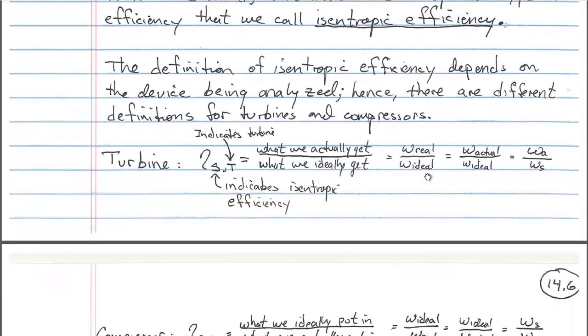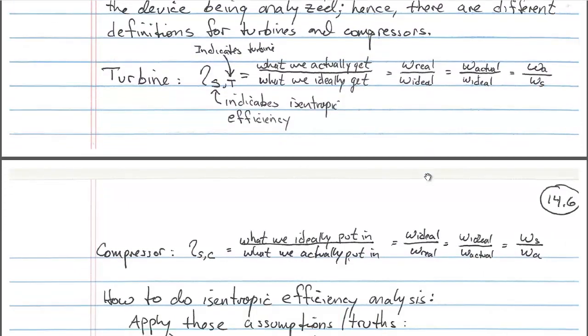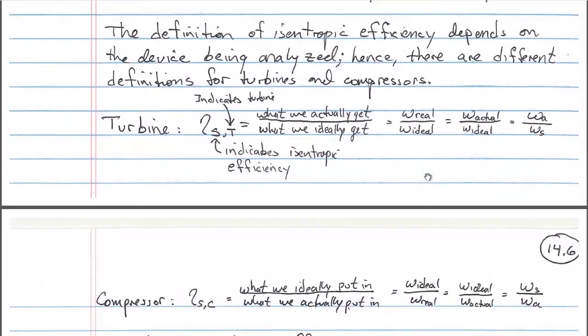If we're talking about a compressor or a pump, it's just the opposite, right? In the case of a compressor, we're putting work into the device, okay? So we need to invert our ratio, and we get that the isentropic efficiency for a compressor, where we use the letter C, or for a pump, where we would use the letter P, is defined as what we ideally put in divided by what we actually put in, okay? So our numerator is the ideal work transfer, and the denominator is the real device work transfer.